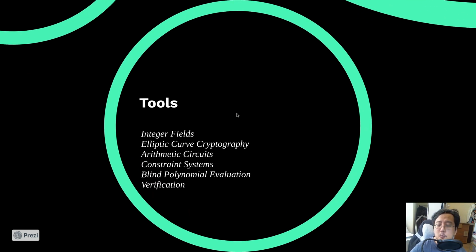So the tools to come up with that proof are fairly complex. And we are going to talk about all these things in order to understand how in practice this is done. So first thing is integer fields. Everything that is done in this zk-SNARK will be done with numbers.